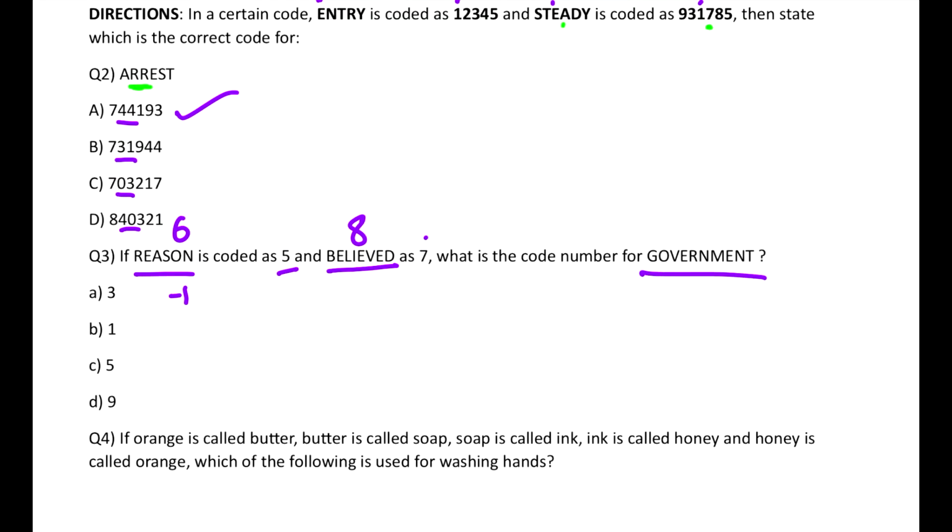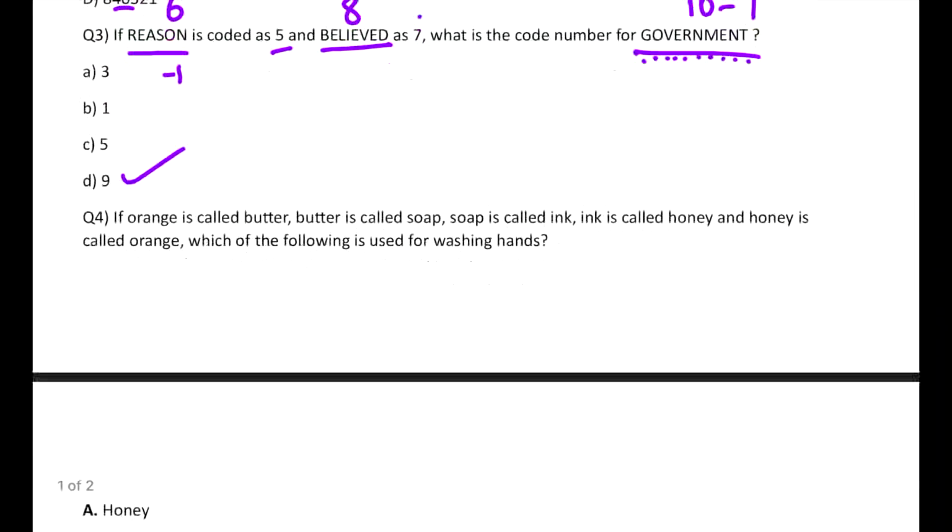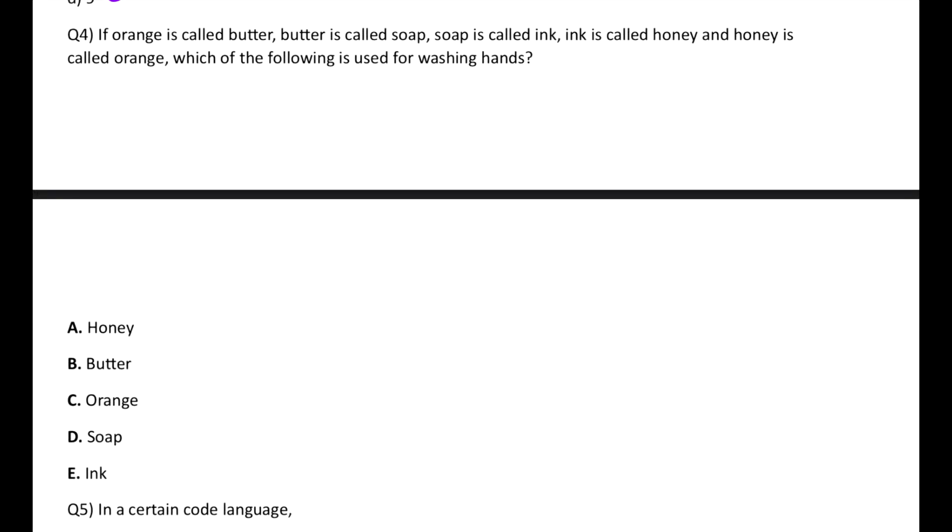Now if I go to government, let me count 1 2 3 4 5 6 7 8 9 10. So 10 minus 1, my answer should be 9. Make sense? Okay, let me quickly take you to another very easy concept, which is called substitution type of questions in logical reasoning. So they say that orange is called butter, butter is called soap, soap is called ink, blah blah blah.